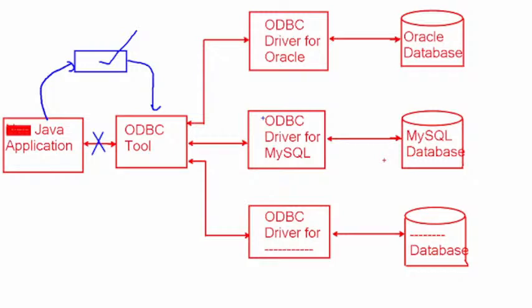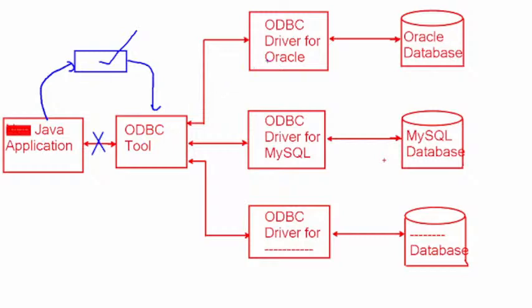Now, suppose the database is in the US, and you are sending a request from Hyderabad. Then what will happen? First, your Java instruction is converted to an ODBC understandable format.